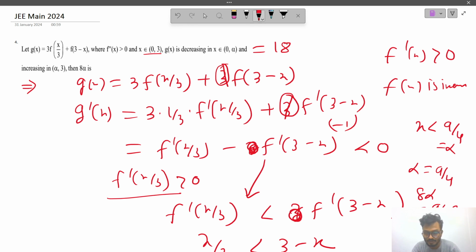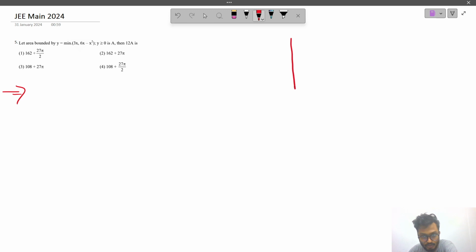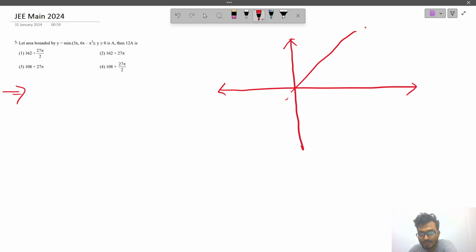So let's look at the fifth question. So this is our fifth question. We have to find the area bounded by this and y greater than or equal to 0. So first of all, let us draw the graph. Suppose this is y equals to 3x. Now we have to draw this graph.